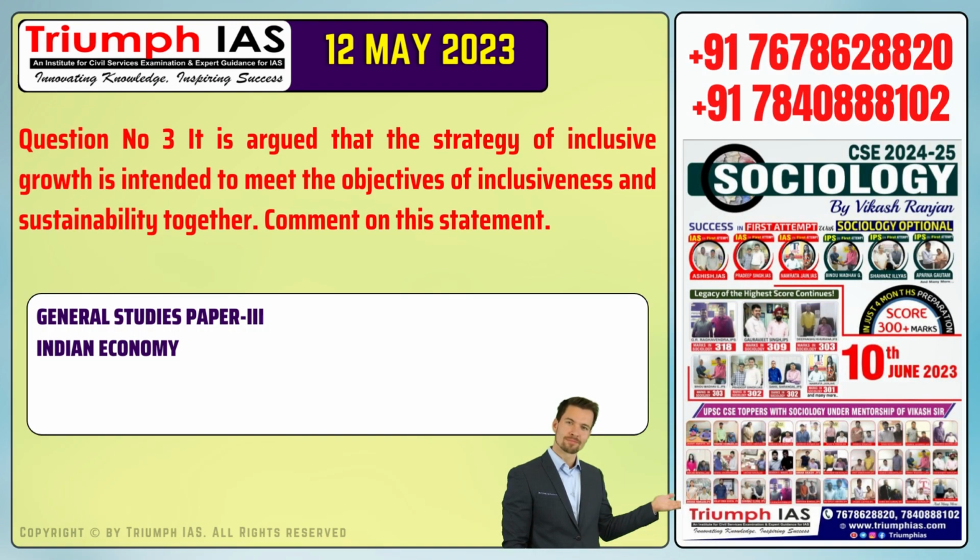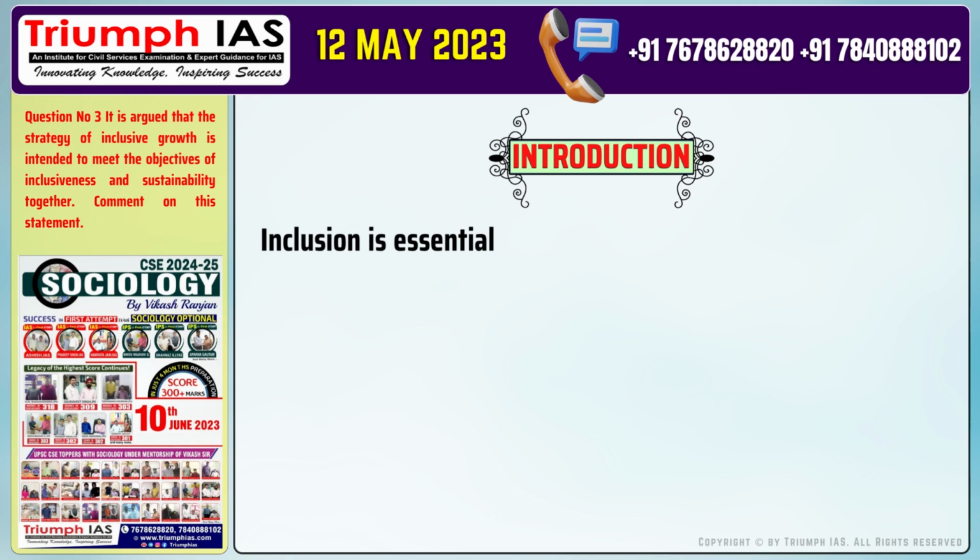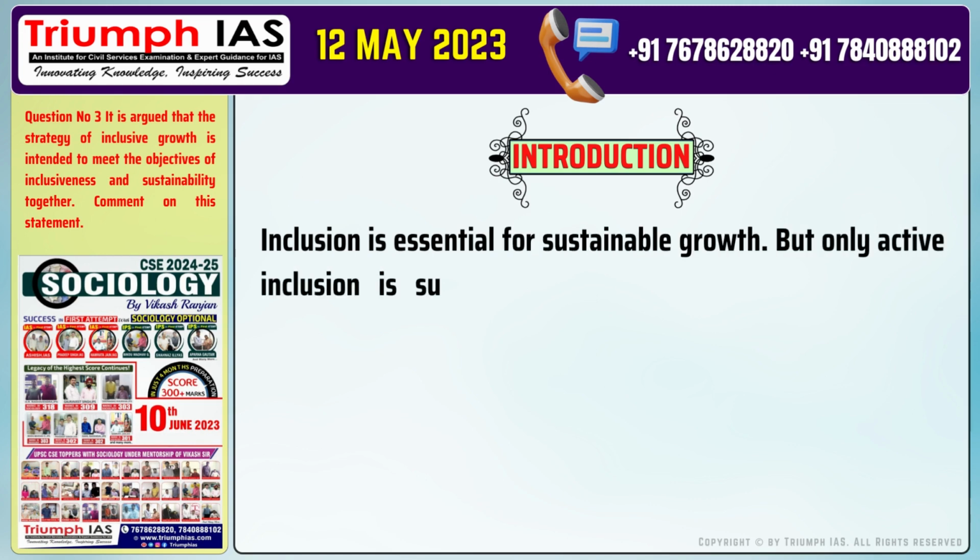Question number 3. It is argued that the strategy of inclusive growth is intended to meet the objectives of inclusiveness and sustainability together. Comment on this statement. Let's start with the introduction of the answer. Inclusion is essential for sustainable growth.